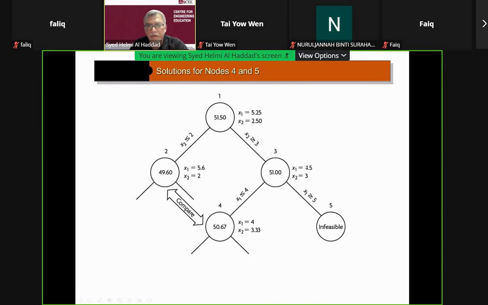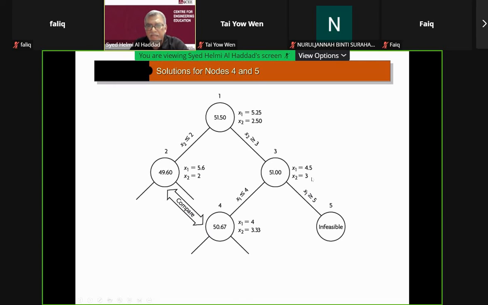Okay, 4.5. Before, x1 was 5.25. But with the new location, you can see that x1 now is 4.5 and x2 is 3. With this, your z value is 51. Remember, we have to be within the feasible region. If you make it 5.25 with 3, that is not within the feasible region. The feasible region would be x1 equal to 4.5 and x2 equal to 3.